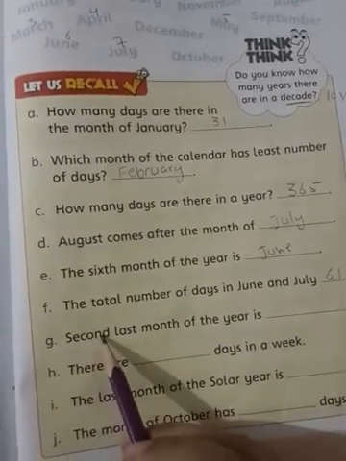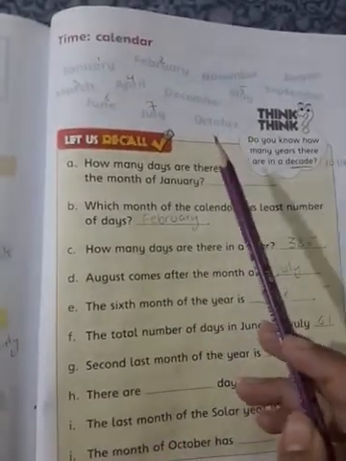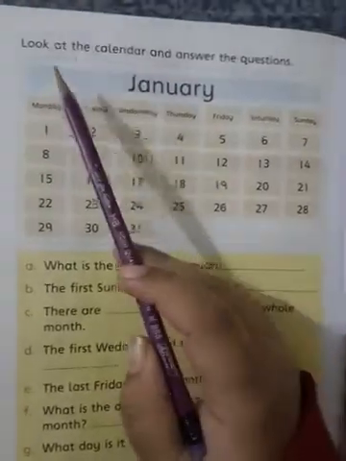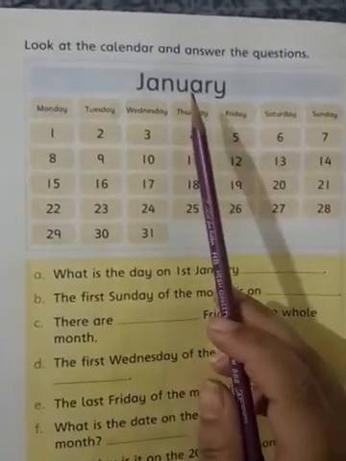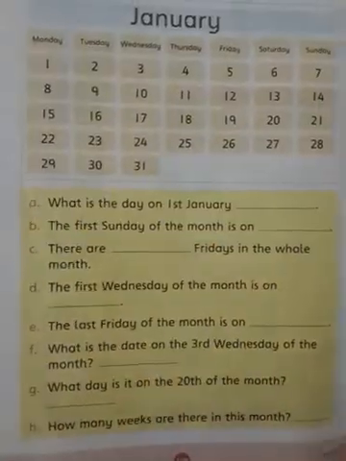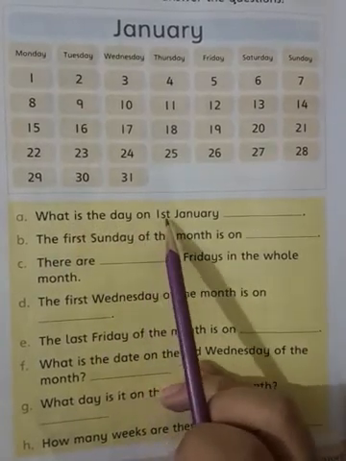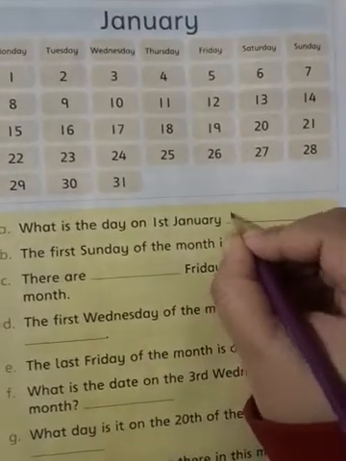ठीक है. इसी तरह आपने G, H, I और J blanks खुद करनी हैं with the help of this calendar. Okay, this is your homework. Now everyone open page number 140. Read the calendar and answer the questions. The calendar of January. First blank A. What is the day on 1st January? 1st January को क्या रहता है? Monday. Everyone write here.